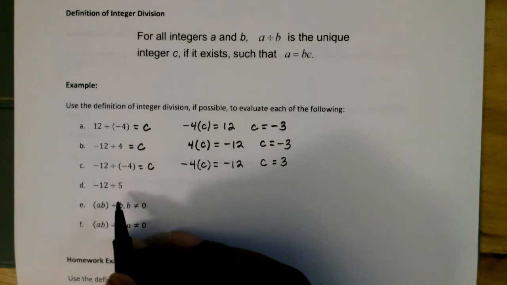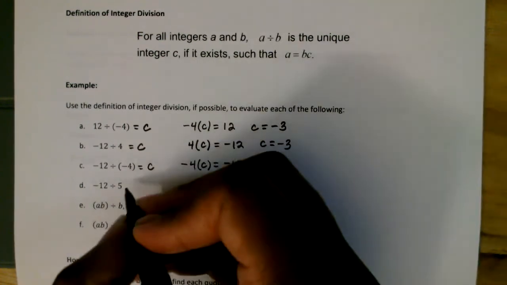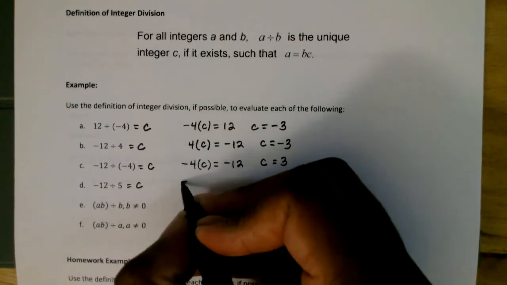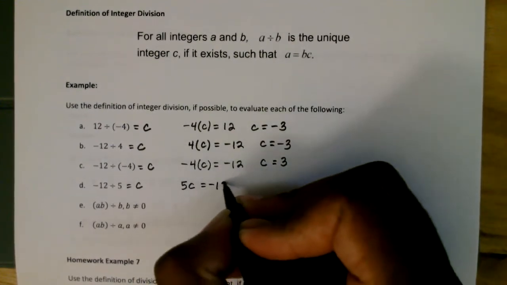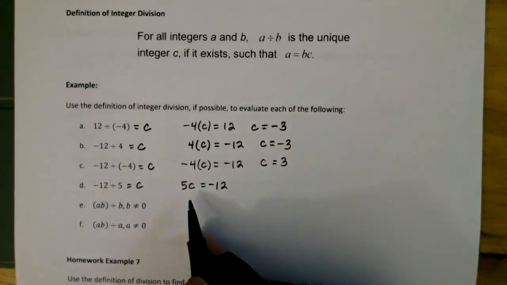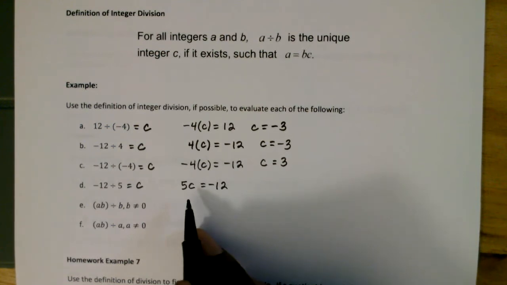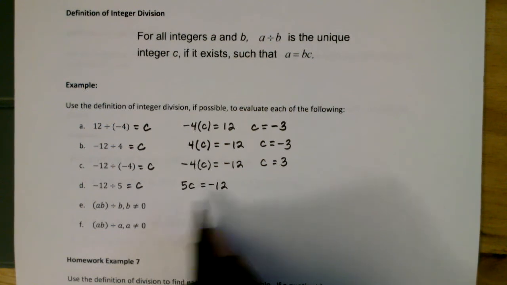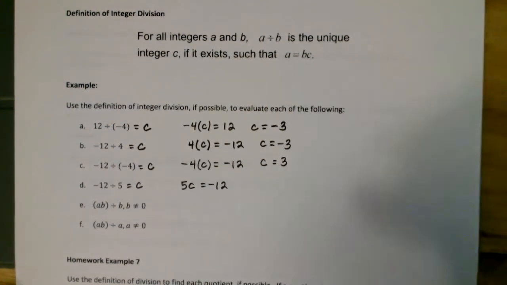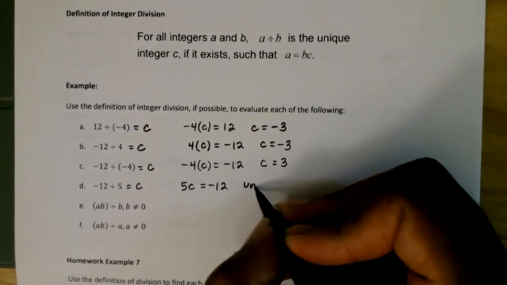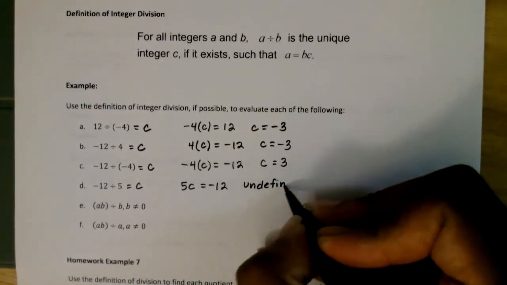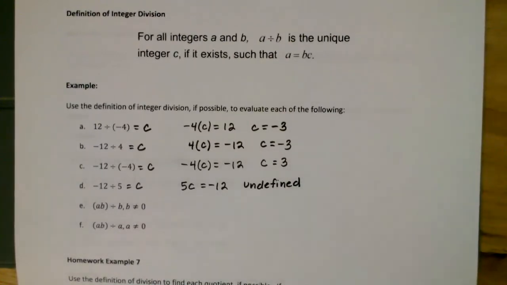Now let's look at negative 12 divided by 5. That means I need to find some integer c where 5 times c is equal to negative 12. Now, integers are whole numbers. They're not going to be fractions or decimals. Integers, again, are whole numbers. There are no integers that will satisfy this equation. So here, over the set of integers, this is undefined. Negative 12 divided by 5 over the set of integers is undefined.